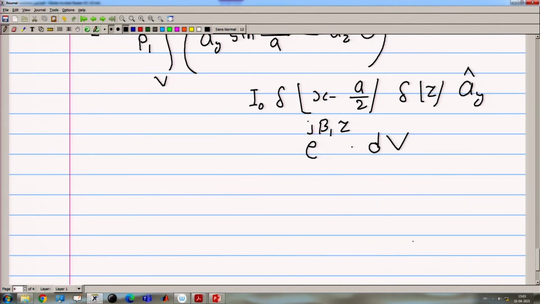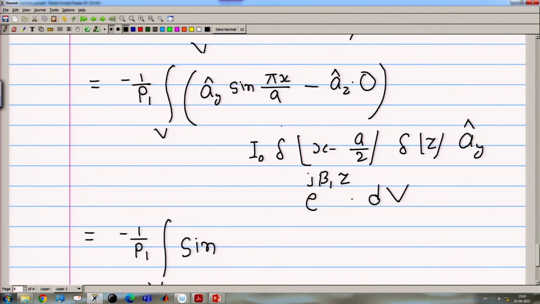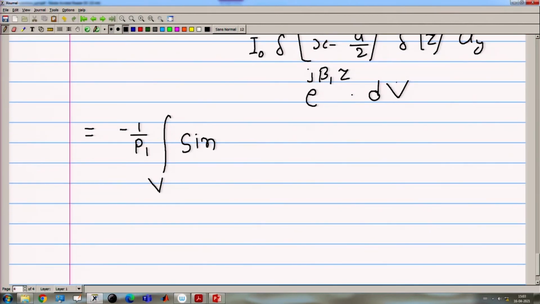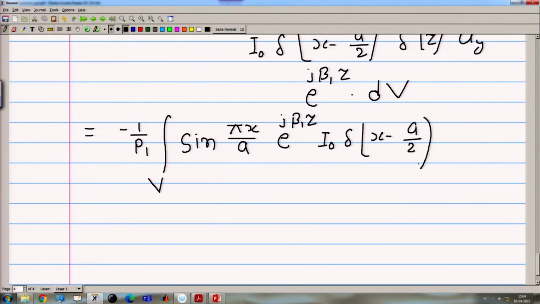This can be written as minus of 1 by P1 integration, so this is the volumetric integral, that will be sine of, and now we can see this a y-cap dot product with a y-cap is 1. So the total integral will be sine pi x by a, sine of pi x by a into e to the power j beta 1 z, I naught delta of x minus a by 2 into delta z, and this will be dx dy dz.